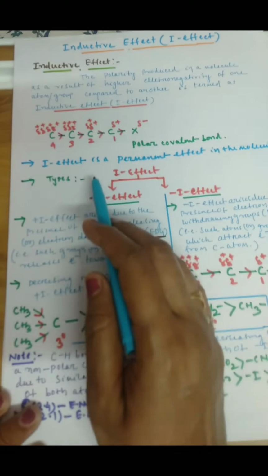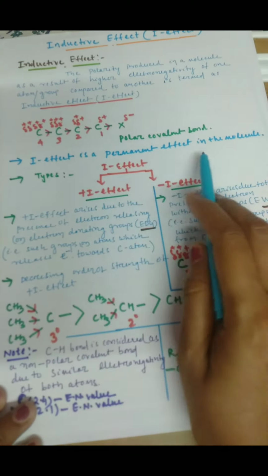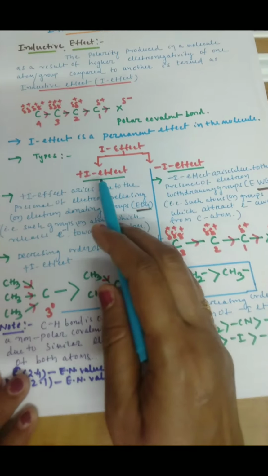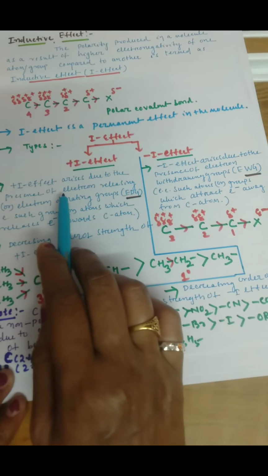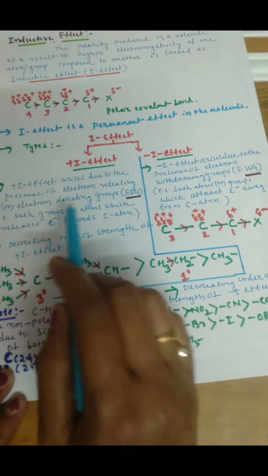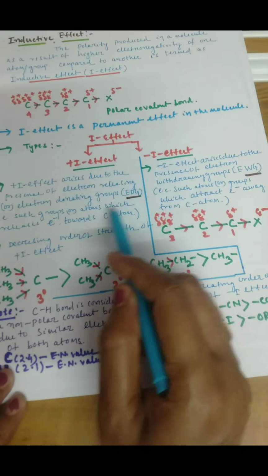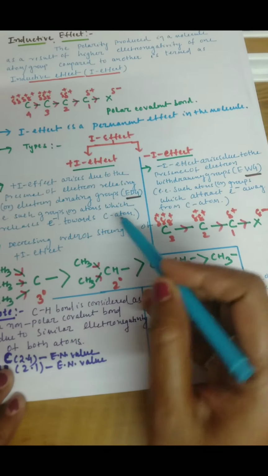Okay. Next, inductive effect is a permanent effect occurring in the molecule, and there are two types of inductive effect. One is the positive inductive effect, another is the negative inductive effect. Now, the positive inductive effect arises due to the presence of electron releasing or electron donating groups. Which groups are electron donating groups? Such groups are atoms which release electrons towards the carbon atom.